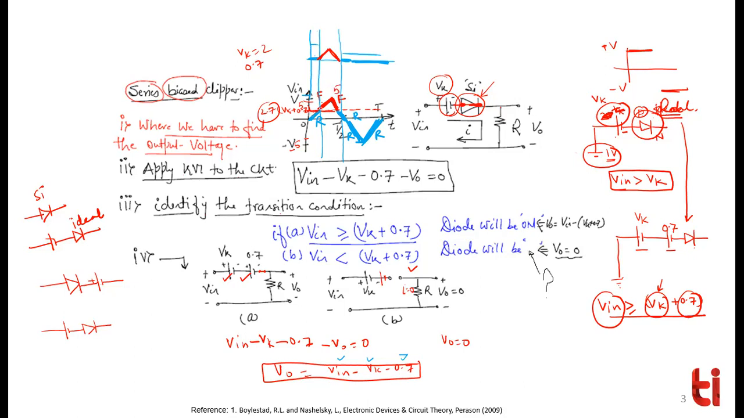Okay. So exactly at 2.7, what will be the output? 2.7 minus Vk, which is 2, minus 0.7 is 0, so this cancels out. Exactly when forward bias starts over here, the output will be 0. And what about at 5? When the input is 5, 5 minus Vk, which is 2, minus 0.7, is 2.3. So this will go from 0 to 2.3 and then back to 0. So this is your output characteristic.